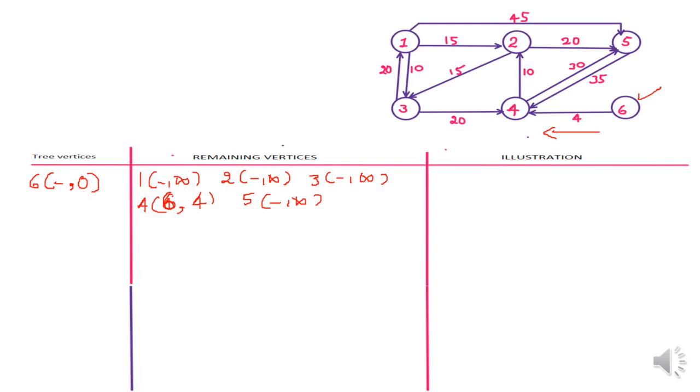That is 4. So 4 will be added now into the tree vertices. So this is the edge right now from 6 to 4. That is the shortest path from 6. And as I have told earlier, in every step you are going to get a shortest path to one new vertex.